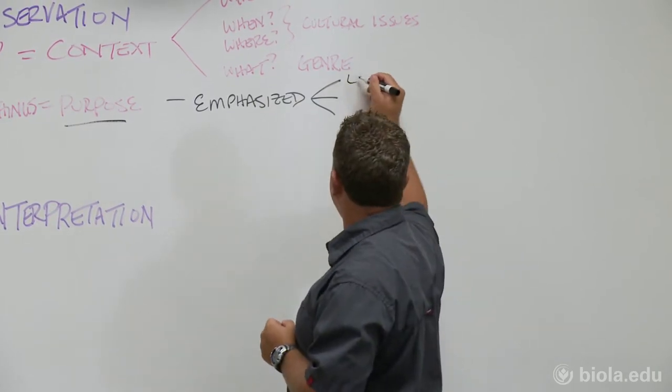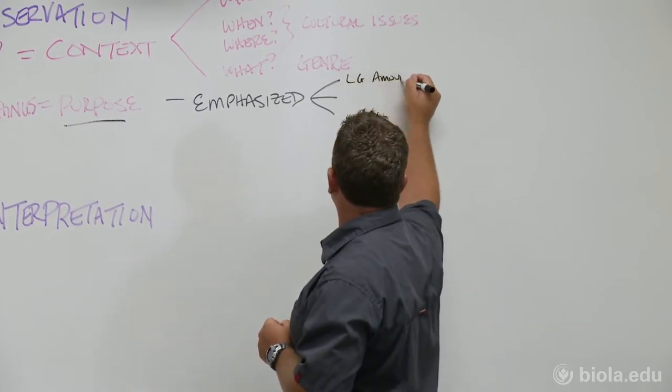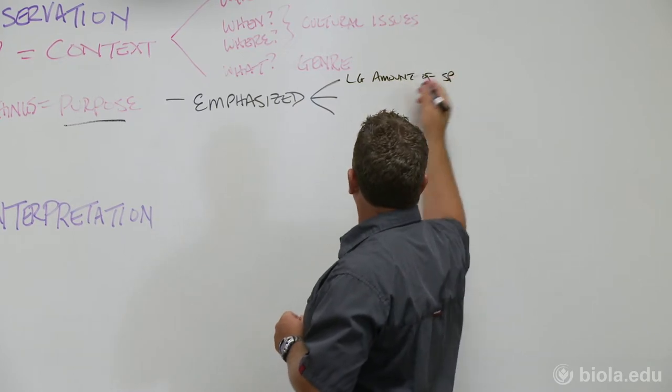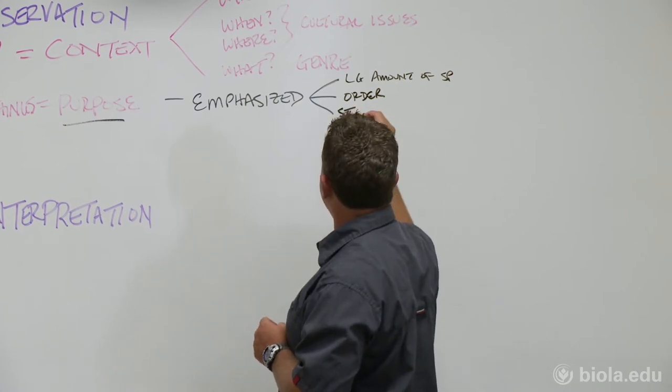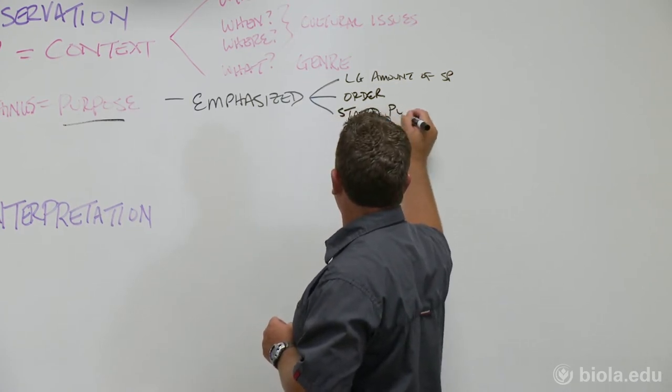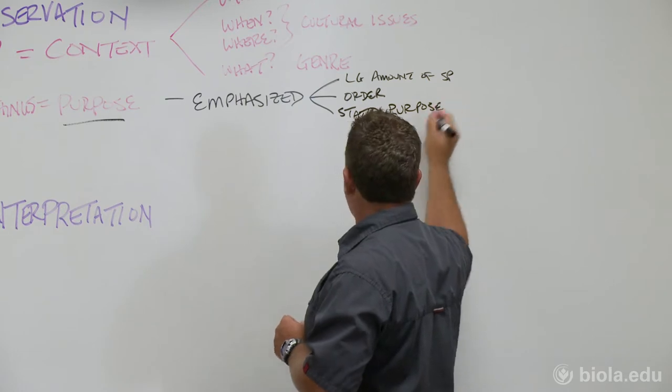Large amount of space. Good. What else? Very good. Yeah, the order that something's written in. Last one is sometimes God just comes straight out and says it. What's the stated purpose of this passage?